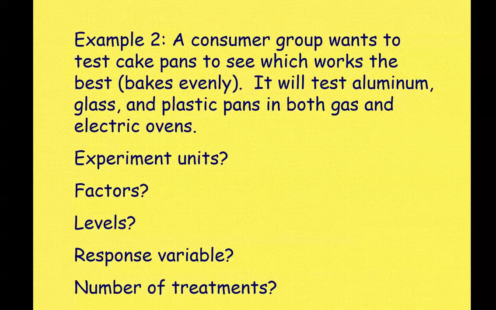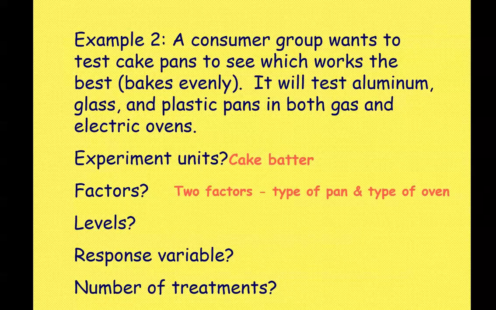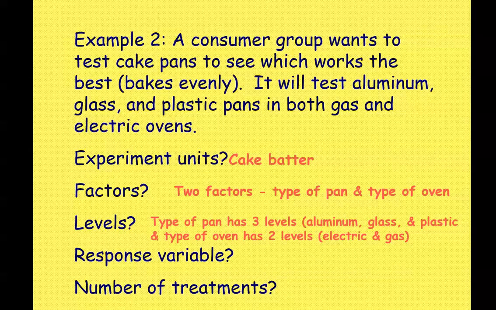Now, let's look at a different type that'll have some different parameters to it. We want to test cake pans and see which one has a tendency to bake evenly. So we're going to test aluminum, glass, and plastic, don't ask, in both gas and electric ovens. Alright, so what are our experimental units? What are we actually experimenting on? That's the cake batter. What are the factors? Well, there's 2. There's the type of pan and the type of oven. So we're looking at 2 different things in this experiment. The levels, well, in the type of pan there are 3 levels, aluminum, glass, and plastic, and the oven has electric and gas, so there's 2 levels there.